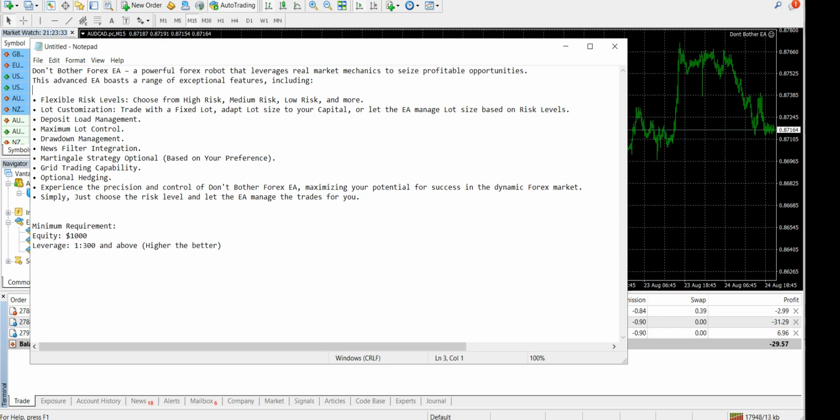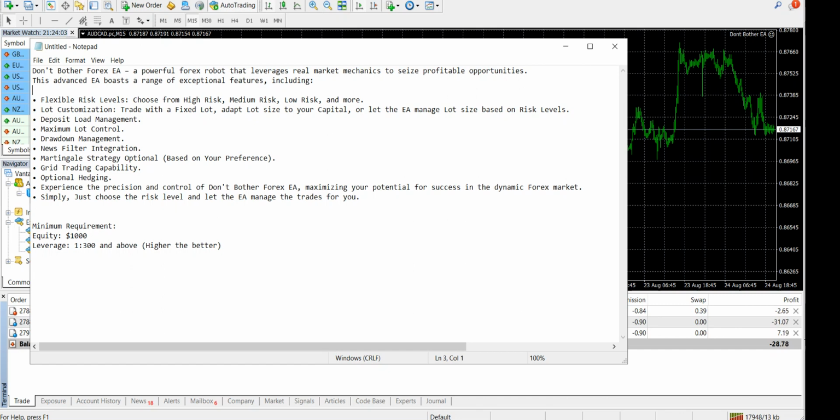There is an option of lot customization where you can trade with a fixed lot, or the lot size will adapt to your capital, or let the EA manage the lot size based on whatever risk level you have chosen. There is deposit load management and maximum lot control, drawdown management, and drawdown control. There is a news filter integration as well, and the martingale strategy is optional if you want to choose it.